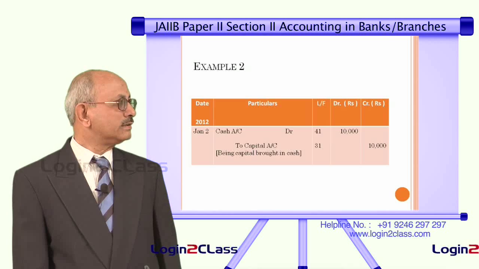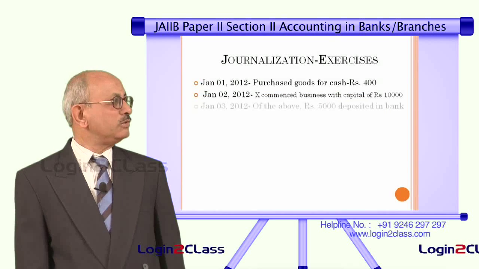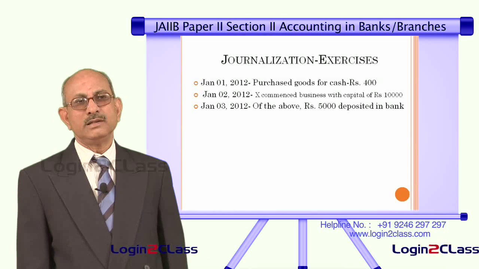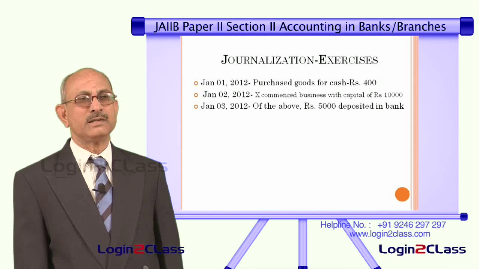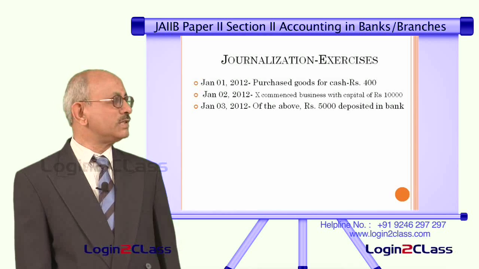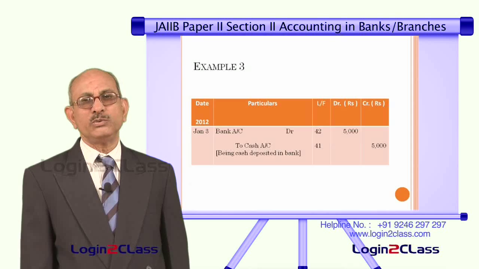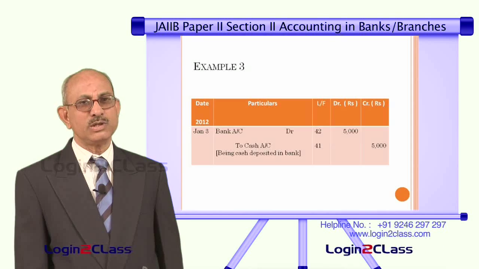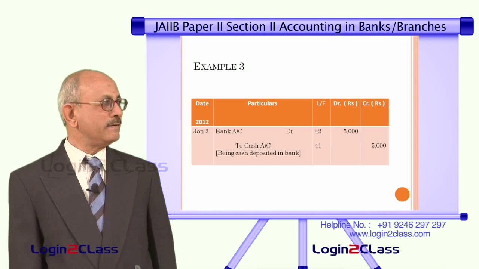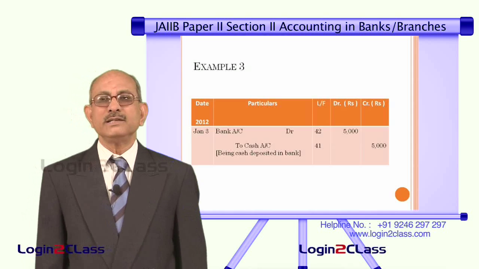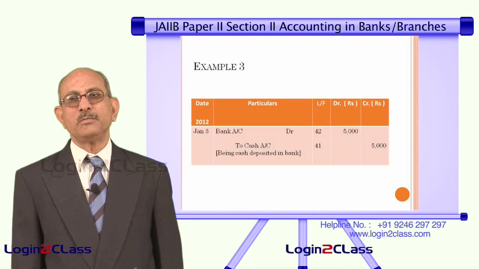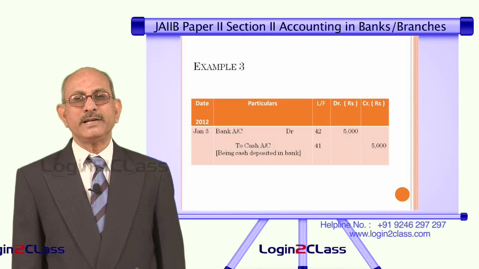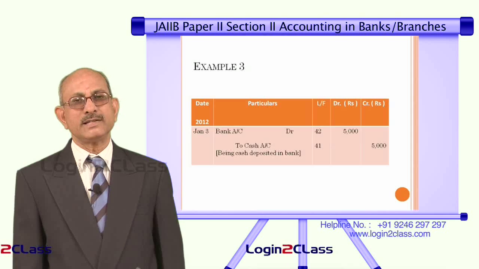Then we go to the third example. Of the above, rupees 5,000 deposited in a bank. The money which has already been brought in is now deposited partly in a bank. That means they open an account and 5,000 is debited. So what are the two accounts which get affected here? One of course is the cash account, because cash is going out of the business entity, it goes to the bank. And the other account which is affected is the bank account. So you have to debit and credit one of these two accounts, that is cash account and bank account.